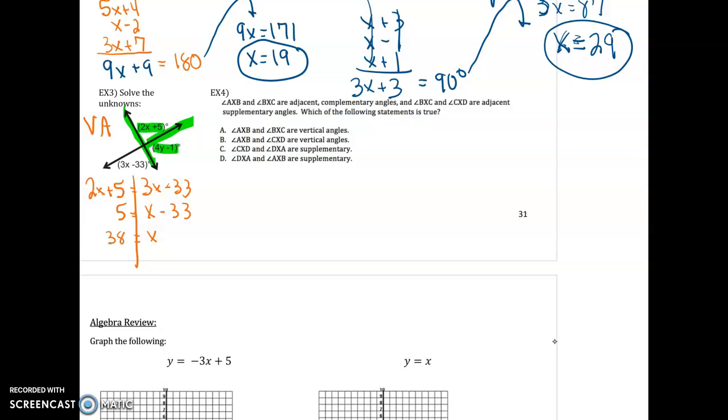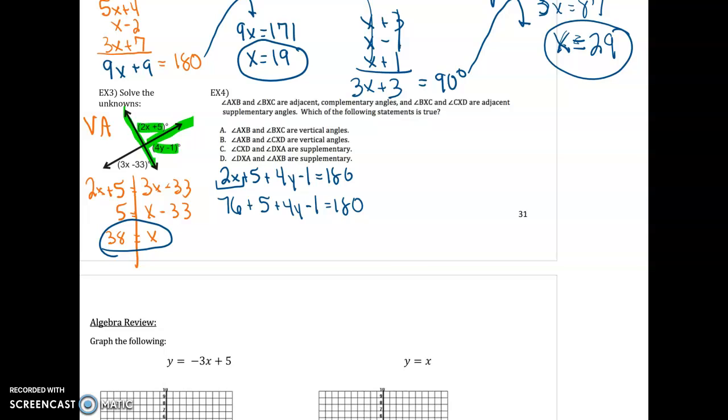And from what I can do now is I know that 2x plus 5 plus my 4y minus 1 equals 180. Well, now that I know x is worth 38, I can put that 38 into here and do 2 times 38. So if I take my 2 times my 38, I get 76. So now I can do 76 plus 5 plus 4y, take away 1 equals 180.